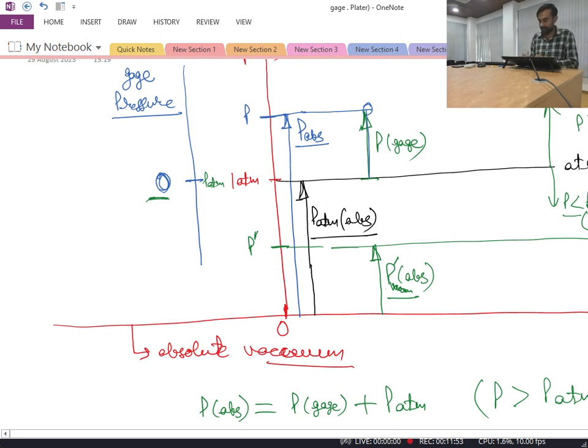So corresponding to that, you will be finding this is my P vacuum in absolute scale. In gauge scale, if I have to measure it, it has to be measured with reference to this point. With reference to this point I am moving in negative direction, so it will have a negative value. So this will be my corresponding vacuum pressure in gauge scale.